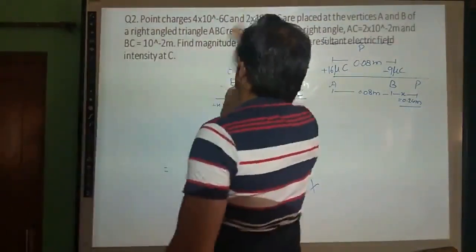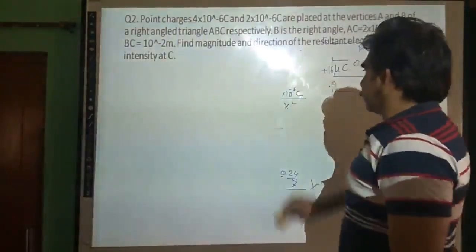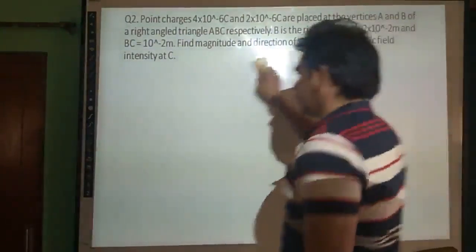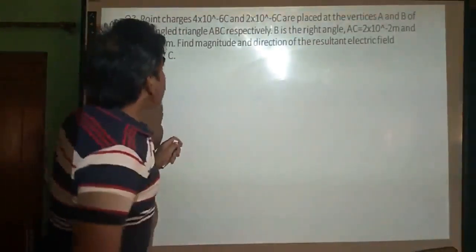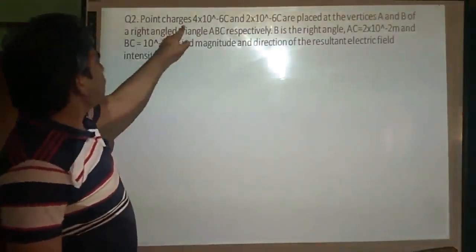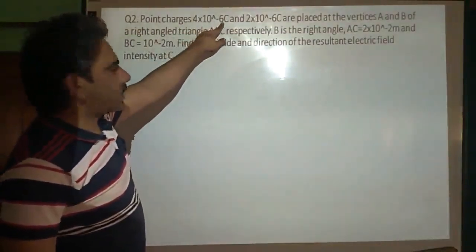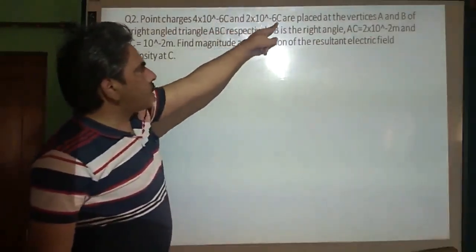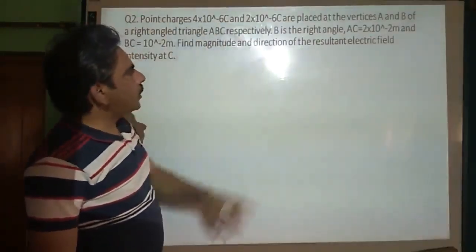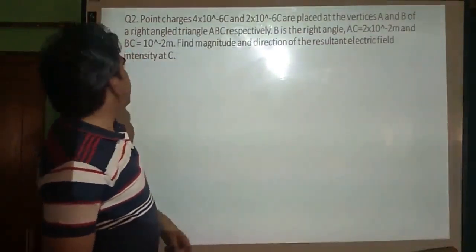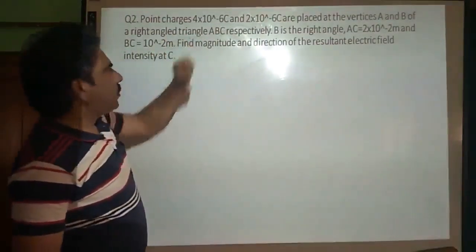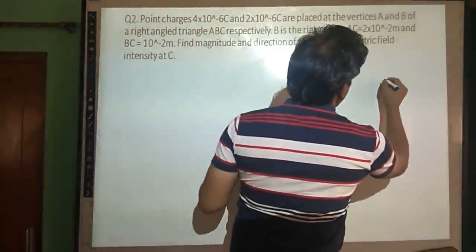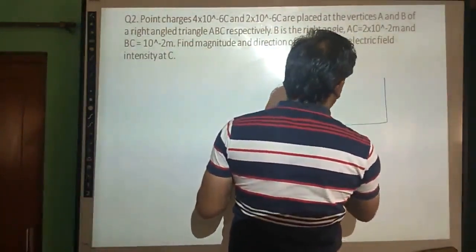Here is the second question. The question is that point charges of 4 into 10 to the power minus 6 coulomb, or 4 microcoulomb you can say, and 2 into 10 to the power minus 6 coulomb, are placed at the vertices A and B of a right angled triangle ABC respectively. So let us draw the right angled triangle. So here is the right angled triangle.